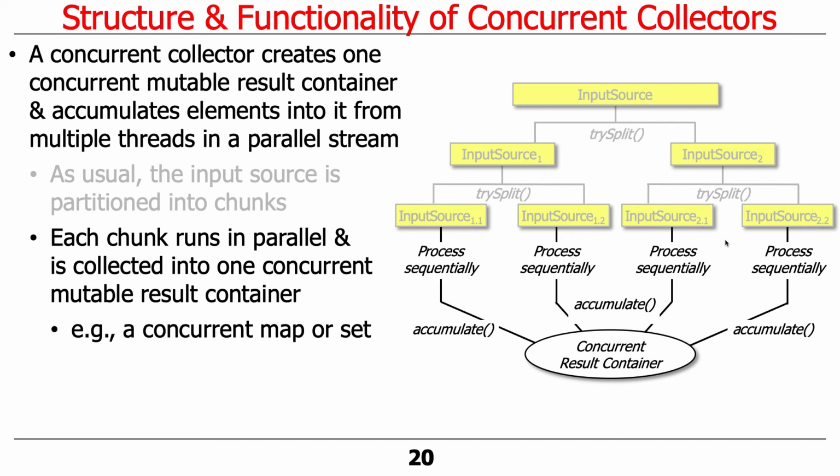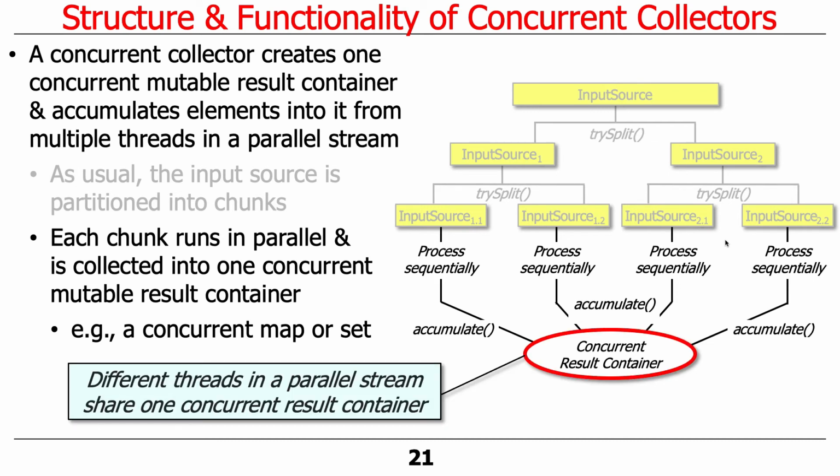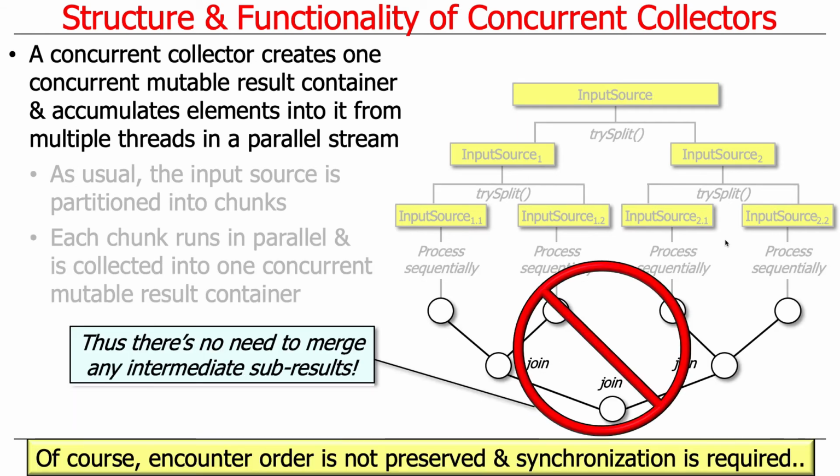Now, of course, that raises certain requirements here. All these different threads will share a single concurrent result container. So the good news is if you choose your concurrent result container properly, there's no need to merge any intermediate subresults. So it just all goes where it's going. Now, the downside with that, of course, is that the encounter order is not preserved because they just go into whatever the container stores them, if it's a hash map or a tree map or whatnot. So you can lose encounter order. And you obviously need to have a concurrent result container that is properly synchronized.